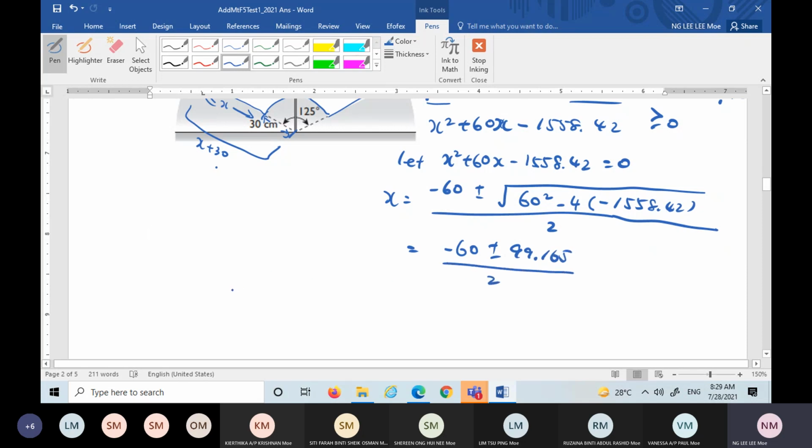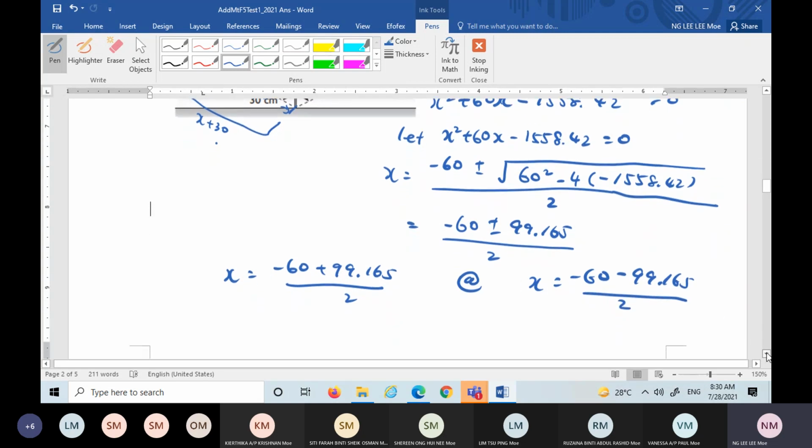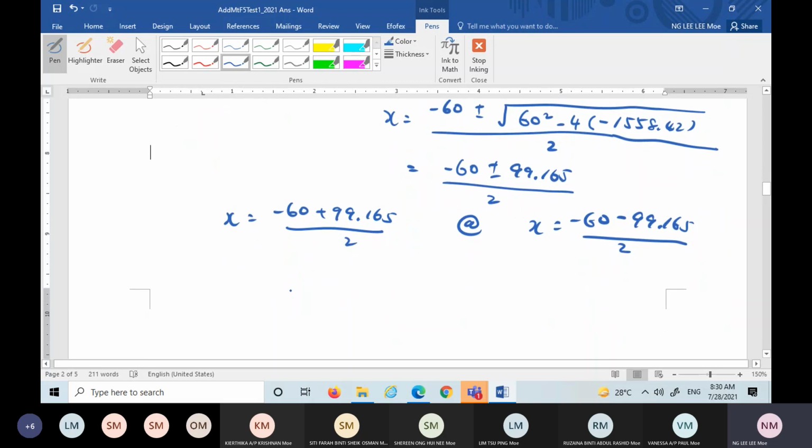So here it will give you two answers. One answer is the plus, the other answer will be the minus. Then this one is 19.58, and this one is negative 79.58.